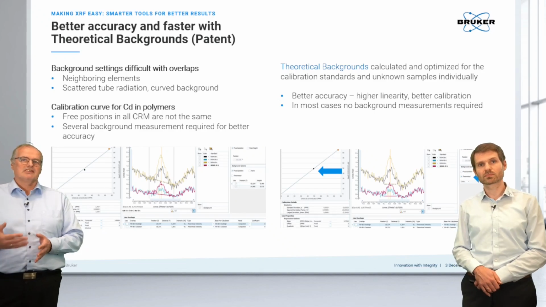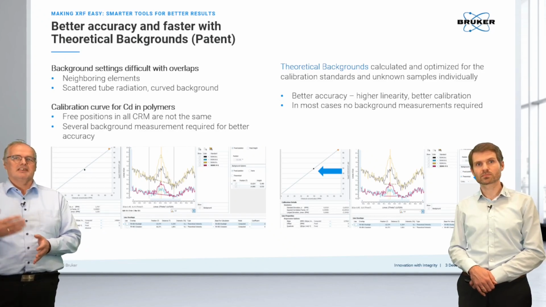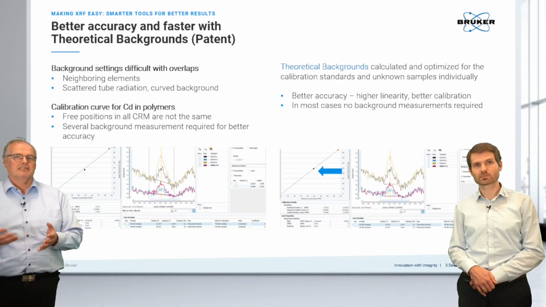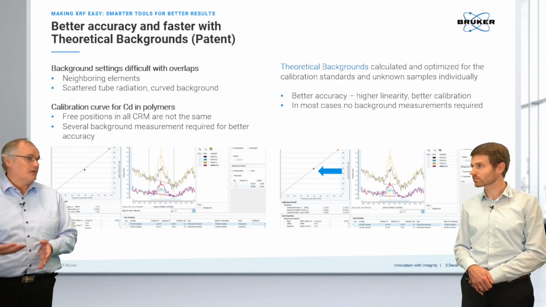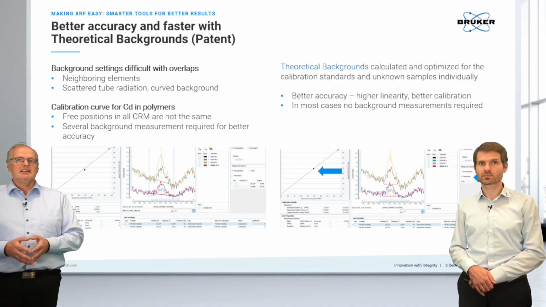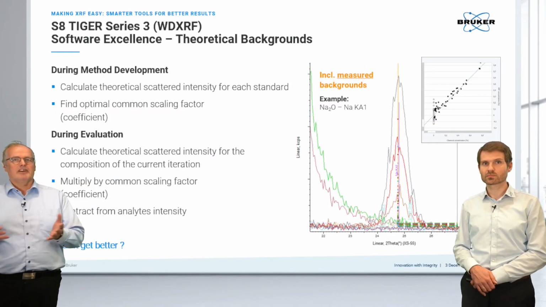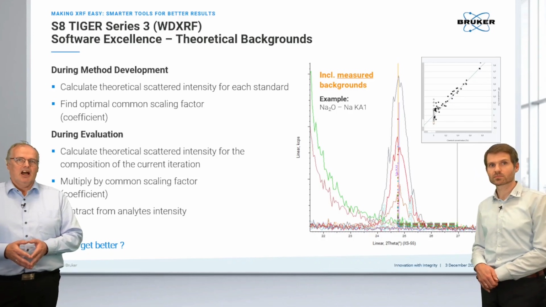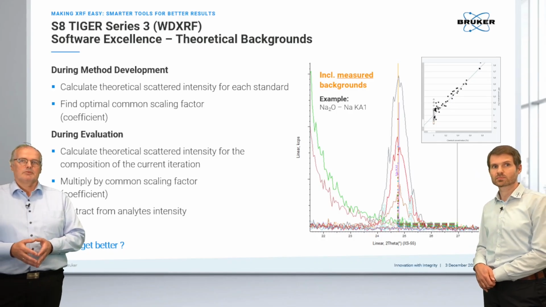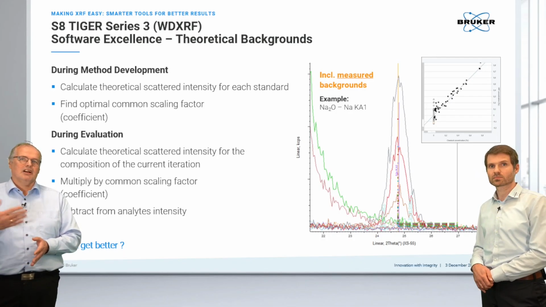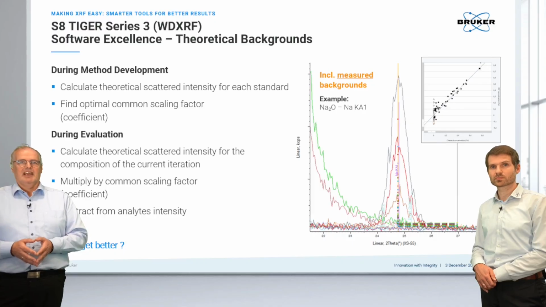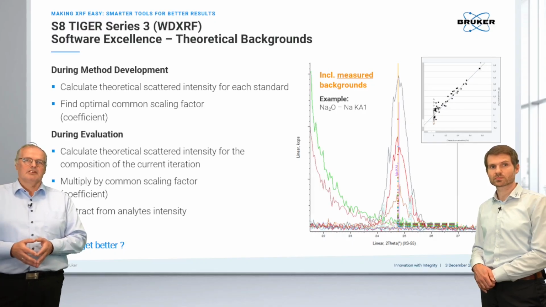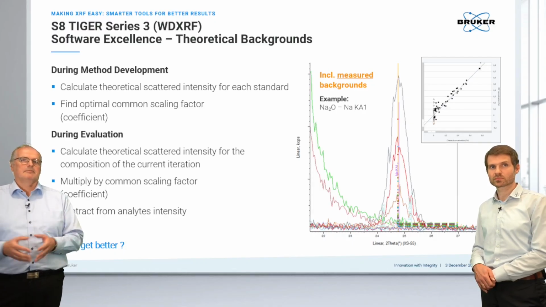Of course, with fundamental parameters and understanding the impact and the physics of an instrument, we can come up with theoretical backgrounds. And let's see how they work. During the method development, when we set up a calibration, the software calculates the theoretical scattered intensity for each standard. And then we find a common scaling factor. So that's the mathematics.